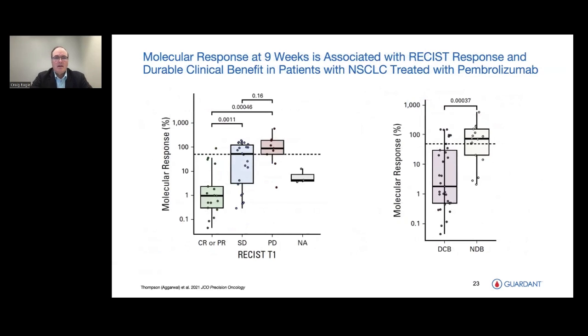Similarly, if you look at the actual association between a more traditional CAT scan RECIST response and durable clinical benefit in non-small cell lung cancer treated with pembrolizumab, you can see here on the left that when you look at molecular response, you can see that the difference between CR and PR, complete response or partial response, versus stable disease versus progressive disease, there's a steady climb of molecular response, which shows a good correlation between CAT scan imaging responses to immunotherapy and the molecular response.